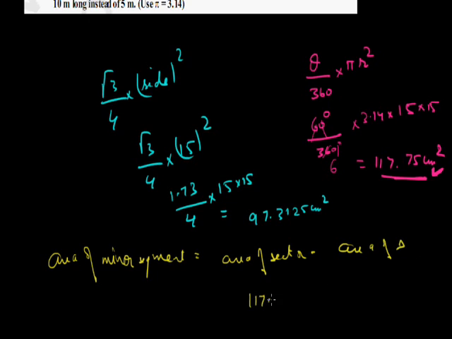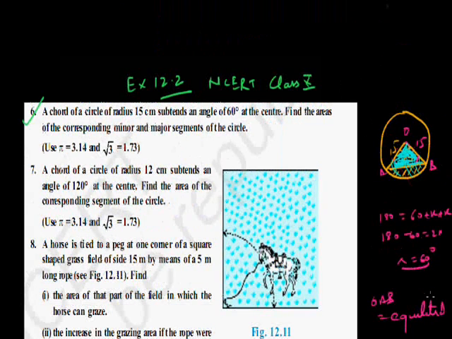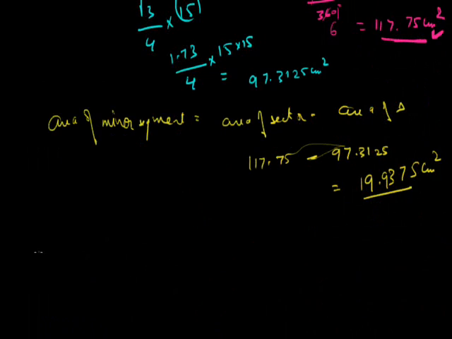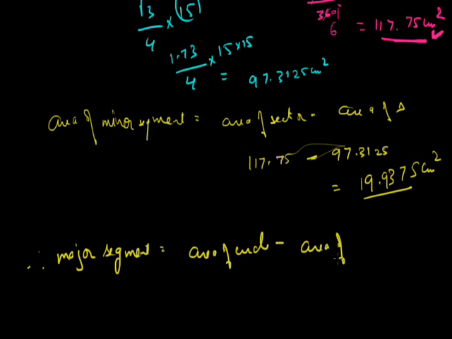The area of sector is 117.75 minus 97.3125. This comes out to be 19.9375 centimeter square. Now this is the area of the segment, meaning the area of this part. Now it says the corresponding major segment is the remaining part of the circle. Therefore, we can say the major segment is equal to the area of the circle minus the area of the minor segment.